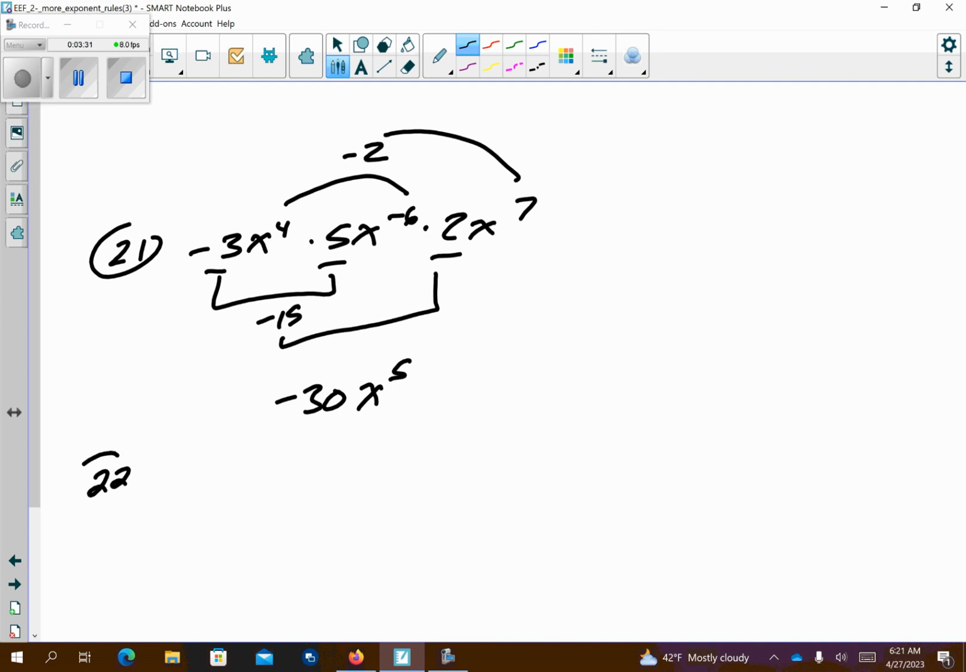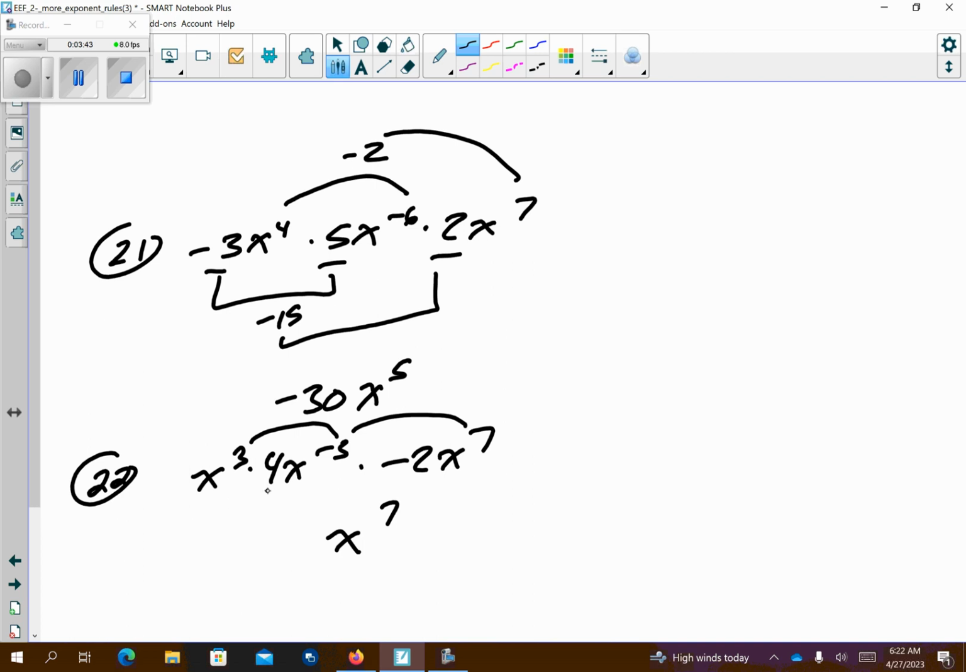Number 22, we get x to the third times 4x to the negative 3 times negative 2x to the 7. So that's going to give me x to the 0. 0 plus 7 is 7. And then 4 times negative 2 is negative 8. So negative 8x to the 7th power.